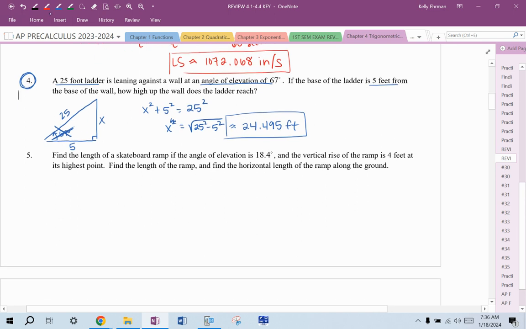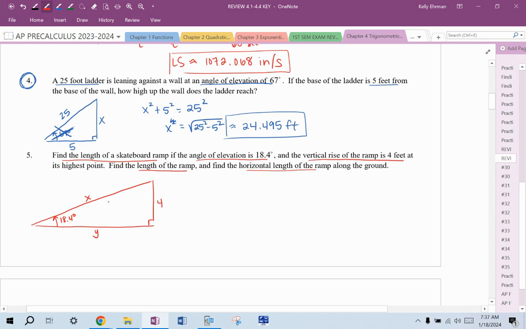All right, find the length of a skateboard ramp if the angle of elevation is 18.4 degrees and the vertical rise of the ramp is 4 feet at its highest point. So we have some sort of ramp. Find the length of the ramp. Let's call that x. The angle of elevation is 18.4 degrees. The vertical rise at its highest point, so this vertical side here, is 4 feet. Find the length of the ramp and find the horizontal length of the ramp. So just call one of those x and one of those y.